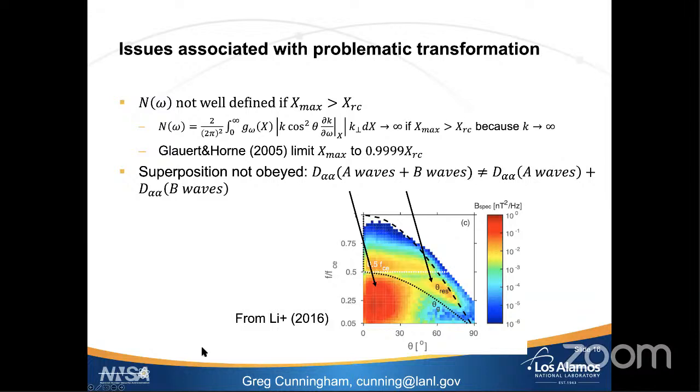This problem doesn't happen if you use the Jacobian properly, since the diffusion coefficients are then linear in the distribution of the wave power. You can break out the calculation however you want. Next slide.